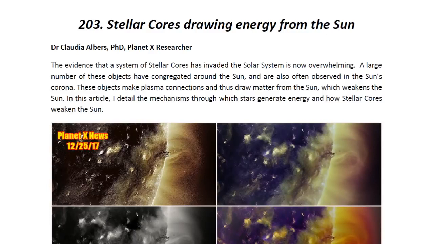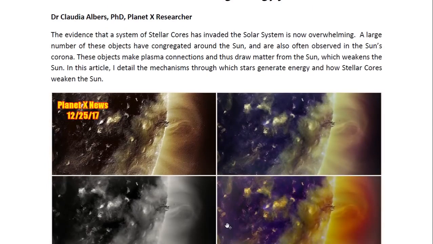This one is entitled Stellar Cores Drawing Energy from the Sun. Now, the evidence that a system of stellar cores has invaded the solar system is overwhelming. And a large number of these objects have congregated around the sun and have been observed in the sun's corona now for years. These objects make plasma connections, thus draw matter from the sun, which weakens the sun. And in this article, I detail the mechanisms through which stars generate energy and how stellar cores weaken the sun.